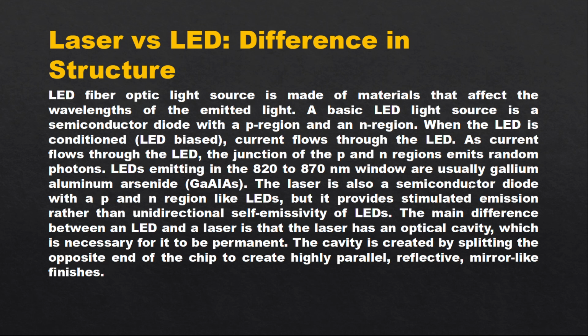The laser is also a semiconductor diode with a P and N region like LEDs, but it provides stimulated emission rather than the spontaneous emission of the LED. The main difference between an LED and a laser is that the laser has an optical cavity, which is necessary for it to operate. The cavity is created by cleaving the opposite ends of the chip to create highly parallel, reflective, mirror-like finishes.